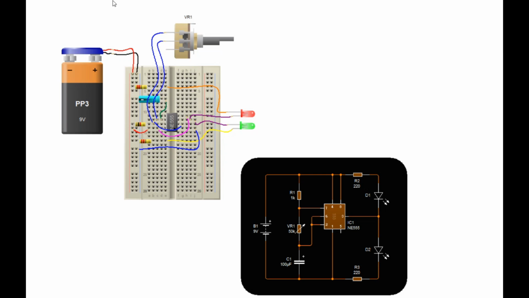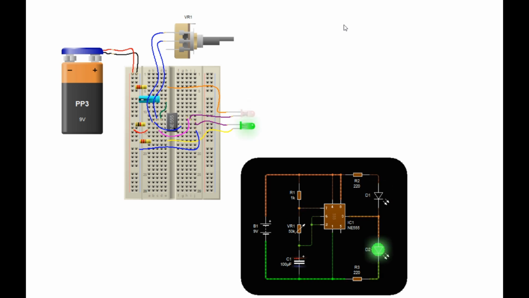Introduction to the Astable Multivibrator using the 555 timer. Welcome to this video where we will explore the Astable Multivibrator circuit using the 555 timer IC. The 555 timer is one of the most versatile and widely used integrated circuits in electronics. It can be configured in various modes, such as monostable, bistable, and astable.